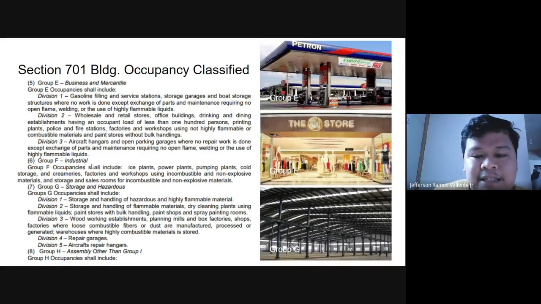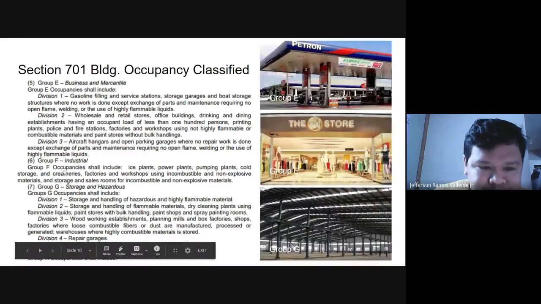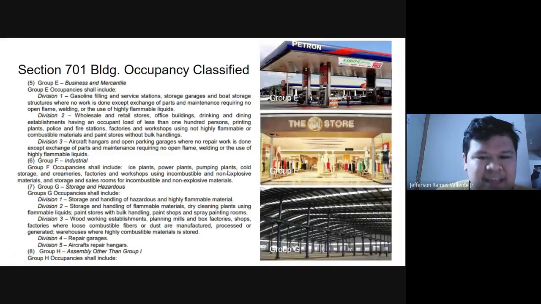Group F is industrial. So examples of Group F are storage, creameries, factories, workshops, incombustible materials. So if you're into industrial design, it pays well too, like at PVDEC.